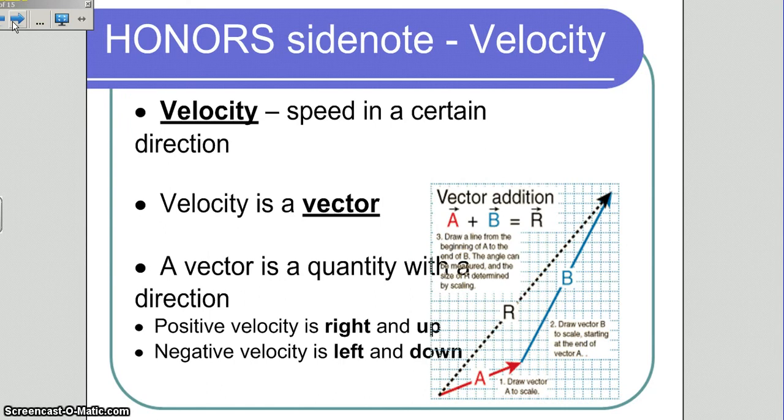Velocity, once again, is also a vector. It's a quantity with a direction. So it's not just speed, it's speed and a direction, which is a very, very big difference. So moving on here, keep in mind, speed is not a vector. Velocity is, however, a vector. It is speed with a direction included.